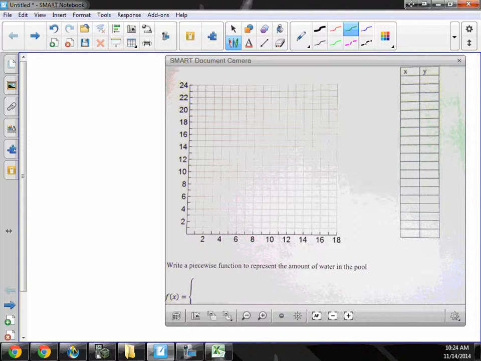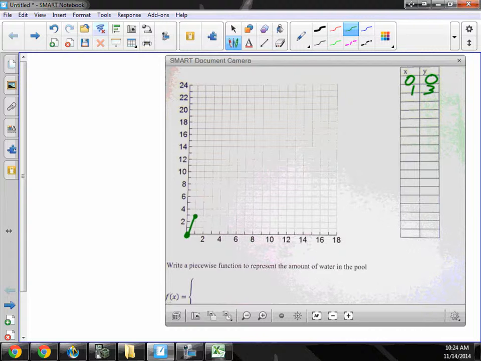So the pool starts out with how much water? None. So it would be the point (0, 0). So over here on the table, 0, 0. And then how much water will be in the pool 1 minute after the story begins? 3 gallons. So 3 gallons here, (1, 3). Now, is it filling up in small increments, or is it filling up slowly every instant? It's filling up slowly. So this would not be a step function, it would just be a straight line. So I would connect those two dots with a straight line.